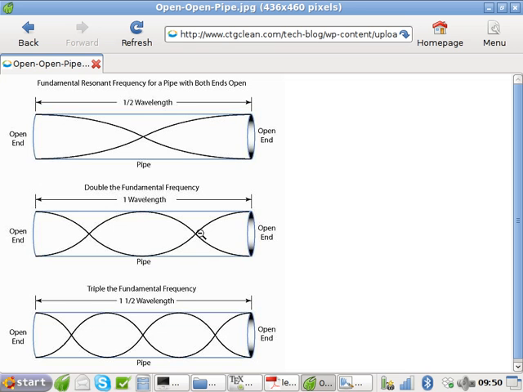So what's the wavelength here? It's the length of the pipe. One full wave. So top, bottom, top. One full wave. So here, the wavelength equals D. Which one do we need? Well, you need all of them.